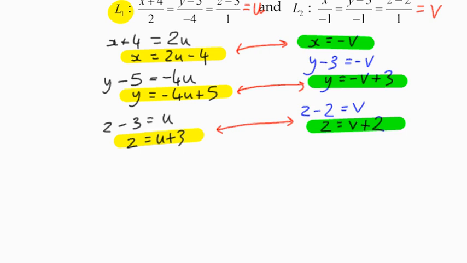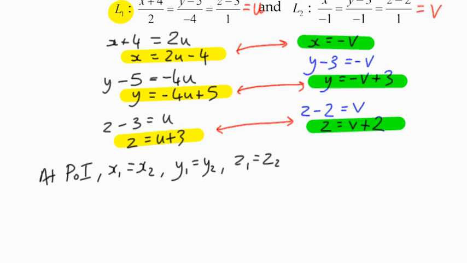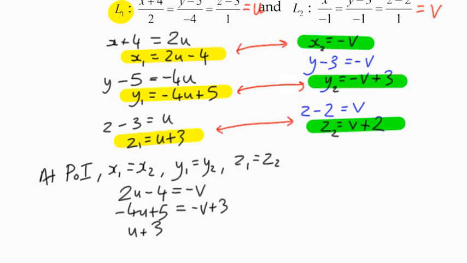So we can say here, at the point of intersection, I'll use POI, x1 is equal to x2, y1 has to be equal to y2, that's of the equations of lines 1 and 2, and z1 has to be equal to z2. That's on the basis that we call these x1, y1, z1. In other words, my new equations become 2u minus 4 equals negative v. And then equating the y equations, negative 4u plus 5 equals negative v plus 3, and then equating the z terms, u plus 3 is equal to v plus 2.